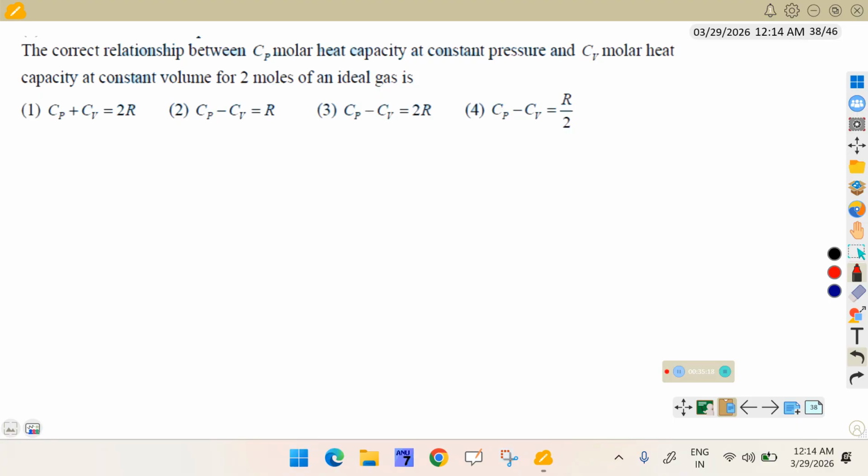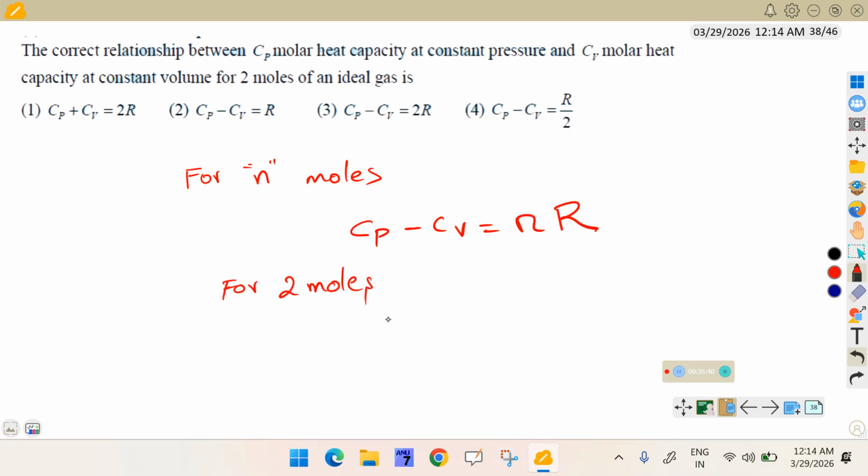Relation between Cp and Cv for 2 moles of an ideal gas. For n moles, Cp minus Cv is equal to nR. The question is for 2 moles, so for 2 moles, Cp minus Cv is equal to 2R.